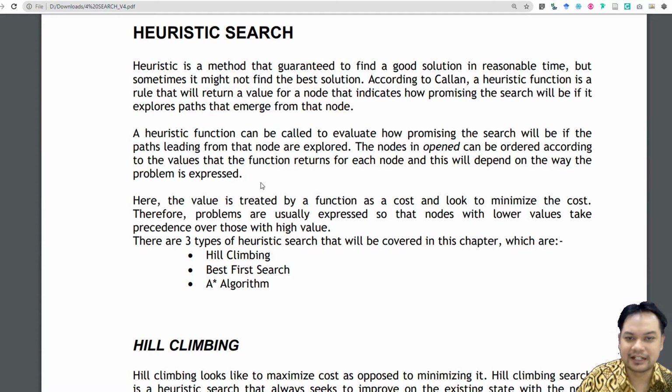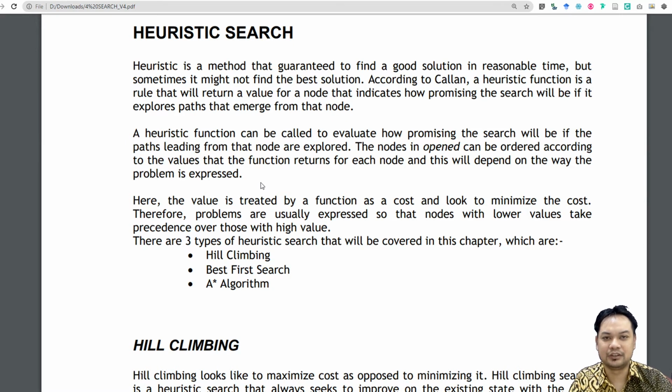But for heuristic search, heuristic is a method that is guaranteed to find a good solution in reasonable time compared to blind search. Heuristic search additionally will use other information in order to find its goal. Sometimes it can use other information such as the cost, in order to search the next node.